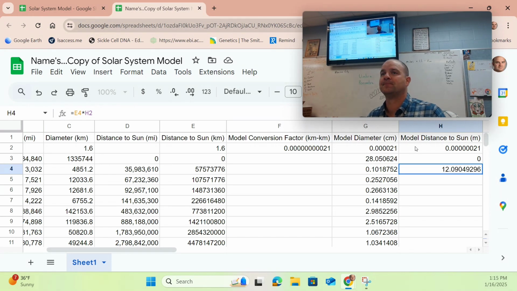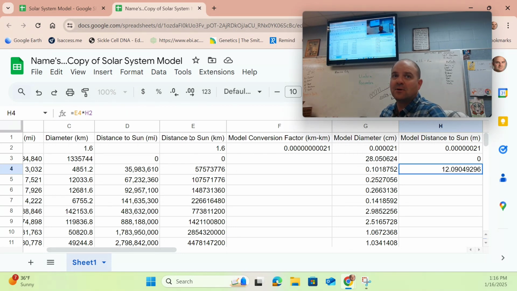Wait, what? Mercury, I got 0. Well, you shouldn't have 0 for Mercury because Mercury is right here. This is the sun. This is Mercury. I thought we were still doing diameter. Wait, we're doing distance to sun, right? Yes. Why is it a different column? For the model. We're doing the model. Look over here. Model distance to sun. Actual distance to sun is here.